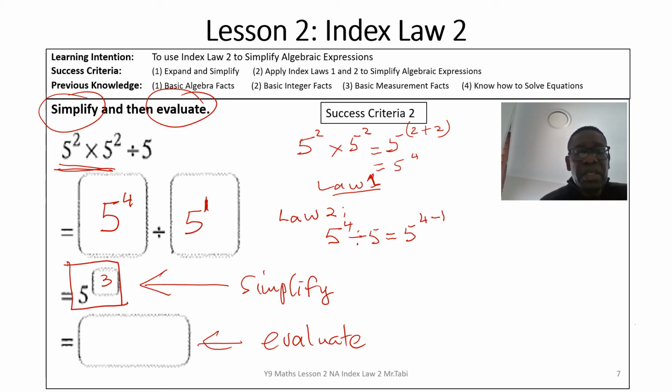The evaluate. If you don't know your times table, you can use a calculator. It's 5 times 5 times 5. That's 125. That's 25 times 5. That should be 125. So that is our evaluate. And that was our simplify. If there are no questions, move on.